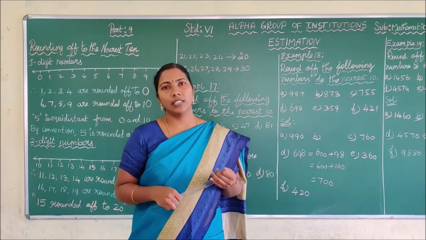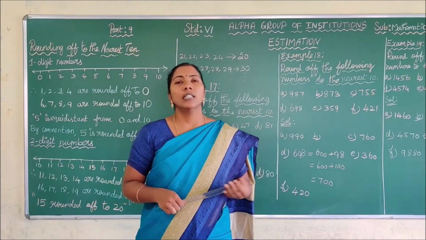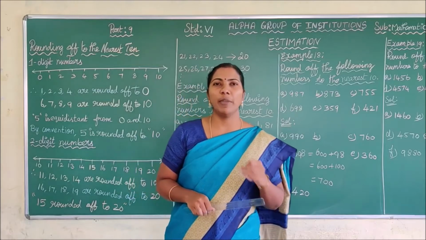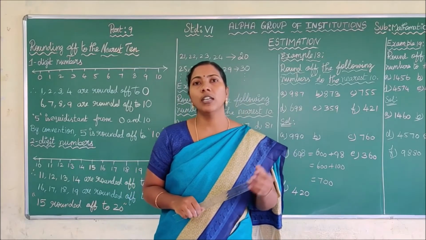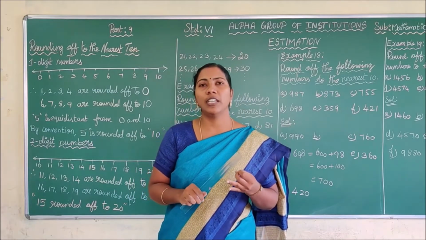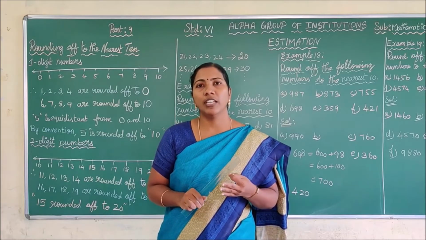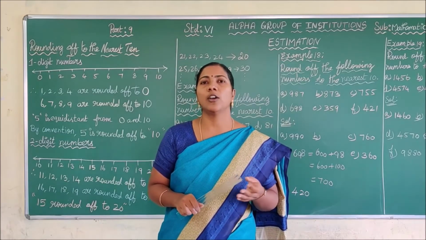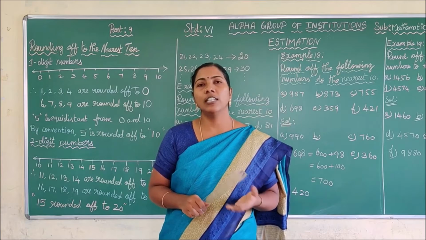How can we find the estimate value for the given values? This estimation process consists of three main steps. One is rounding off to the nearest 10, rounding off to the nearest 100, and rounding off to the nearest 1000. This is a very easy topic. If you listen to the class, you can easily do the sums.